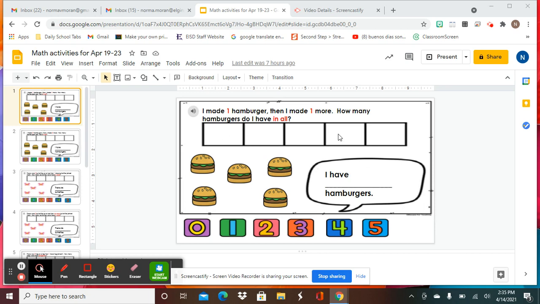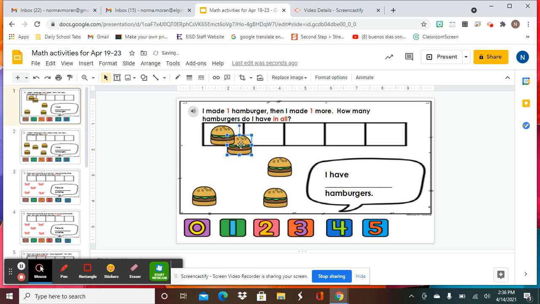Right here, this is called a 5 frame because it has 5 squares. I know we've seen the 10 frame before, but today we're going to be working with the 5 frame. We have 1, 2, 3, 4, and 5. When we're working with a 5 frame, we're going to be using these little hamburgers to move them in the squares. We can only put one hamburger per square. We can't put two in one square. We have to put only one, all right?